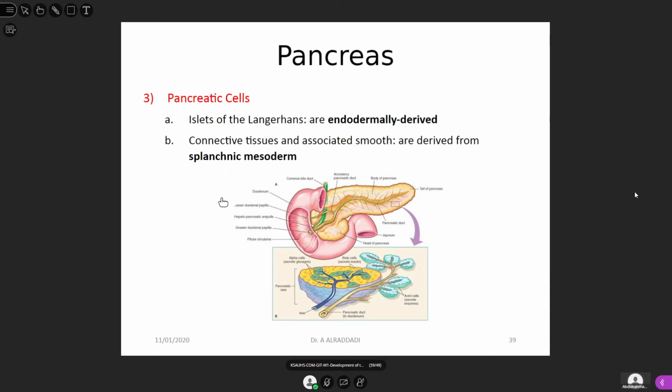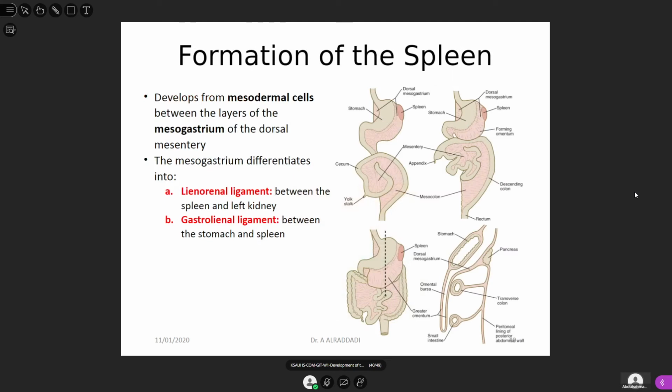The pancreatic cells, the islets of Langerhans, are endodermally derived, whereas the connective tissue and associated smooth muscles are derived from splanchnic mesoderm. Then we have the spleen. The spleen develops from the mesodermal cells between the layers of the mesogastrium of the dorsal mesentery, and the mesogastrium differentiates into the splenorenal ligament between the spleen and the left kidney, and the gastrosplenic ligament between the stomach and spleen.